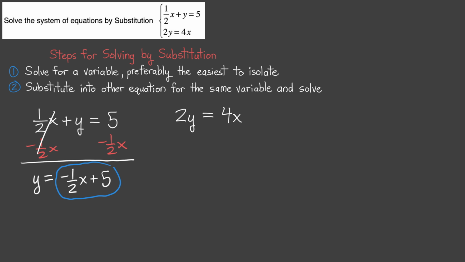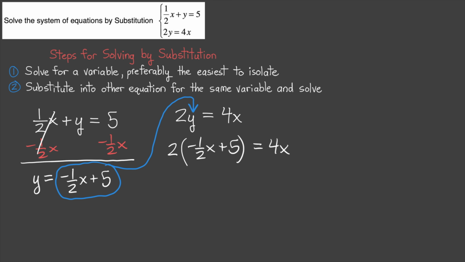So we're going to take this guy right here, y, the negative 1/2 x plus 5, which is really y, right? And we're going to plug it in right here for y in the other equation. So this is going to become 2 times, and instead of y, we're going to plug in negative 1/2 x plus 5. And that's going to equal 4x. All right. So now this is really nice. We have an equation with just x's, so we can actually solve for x.